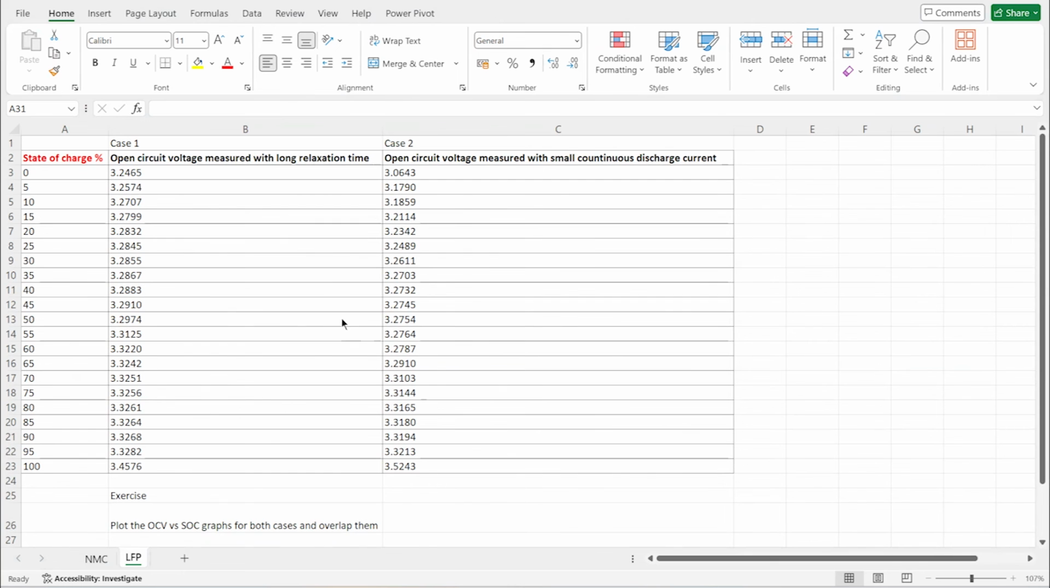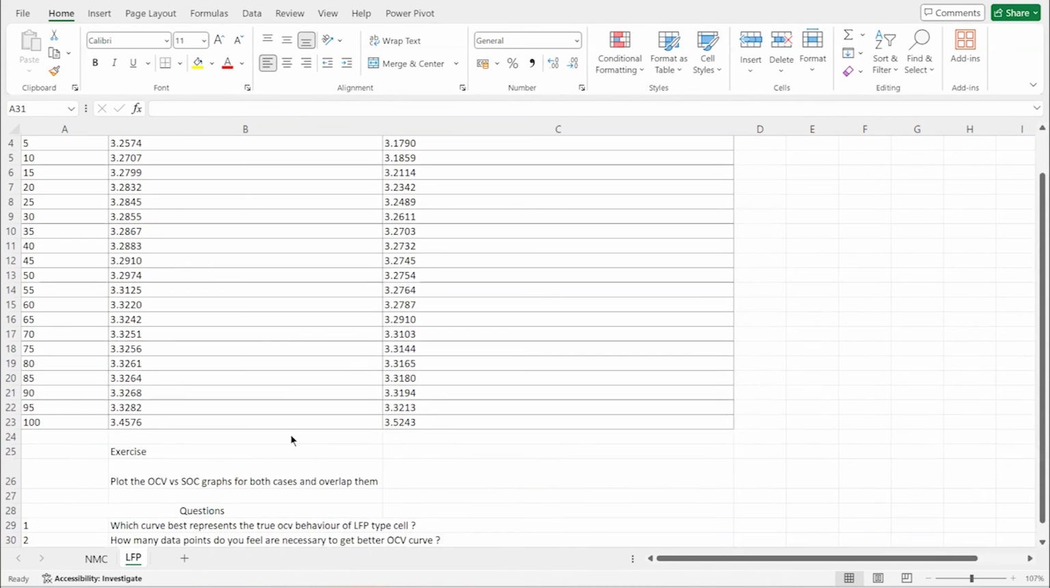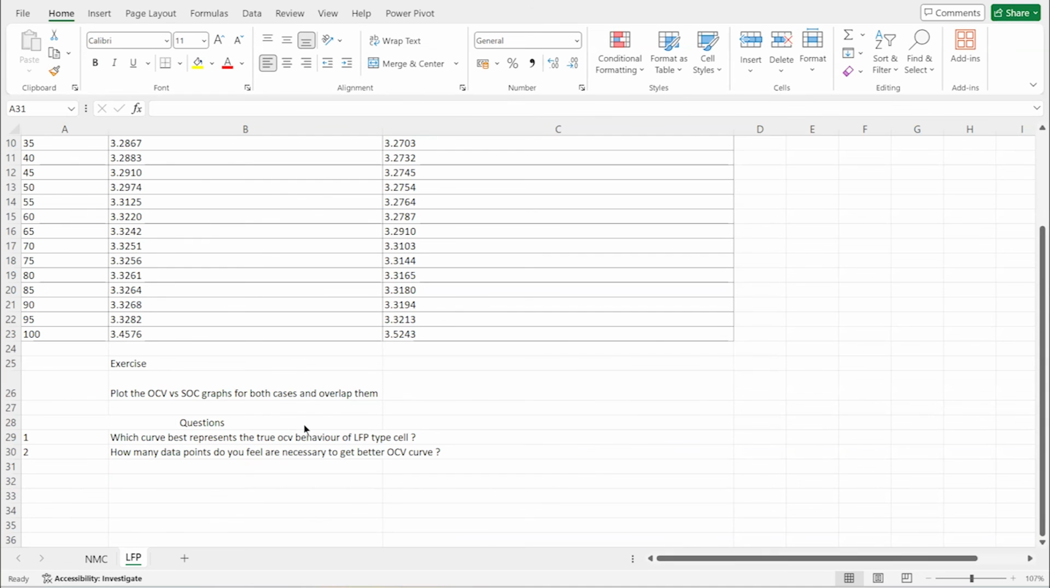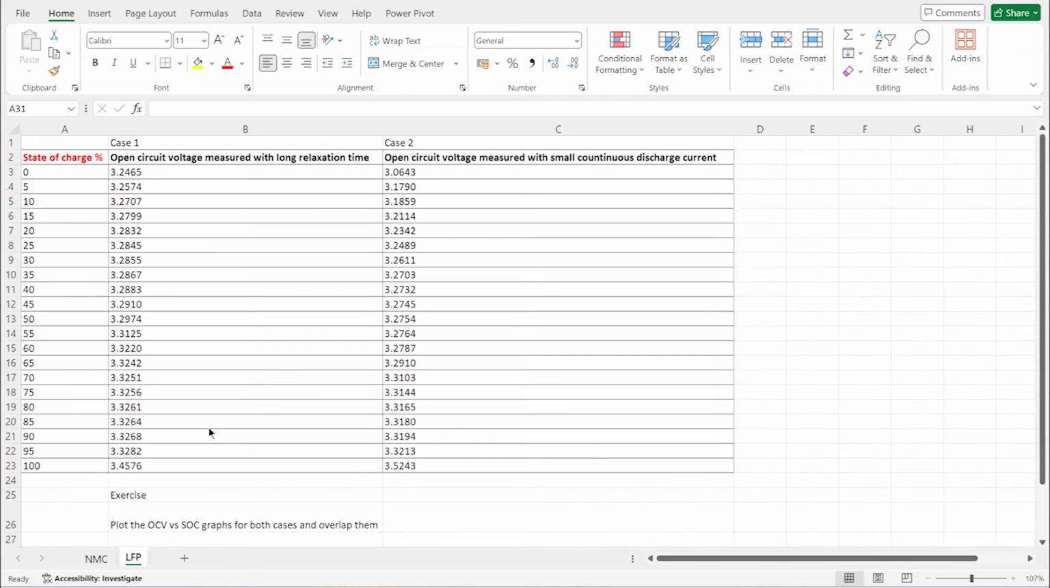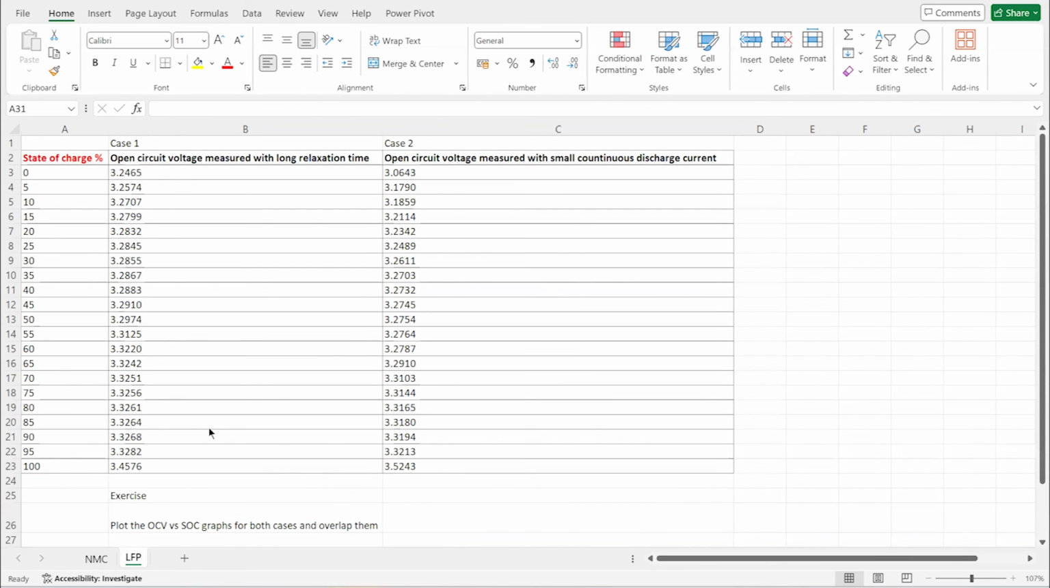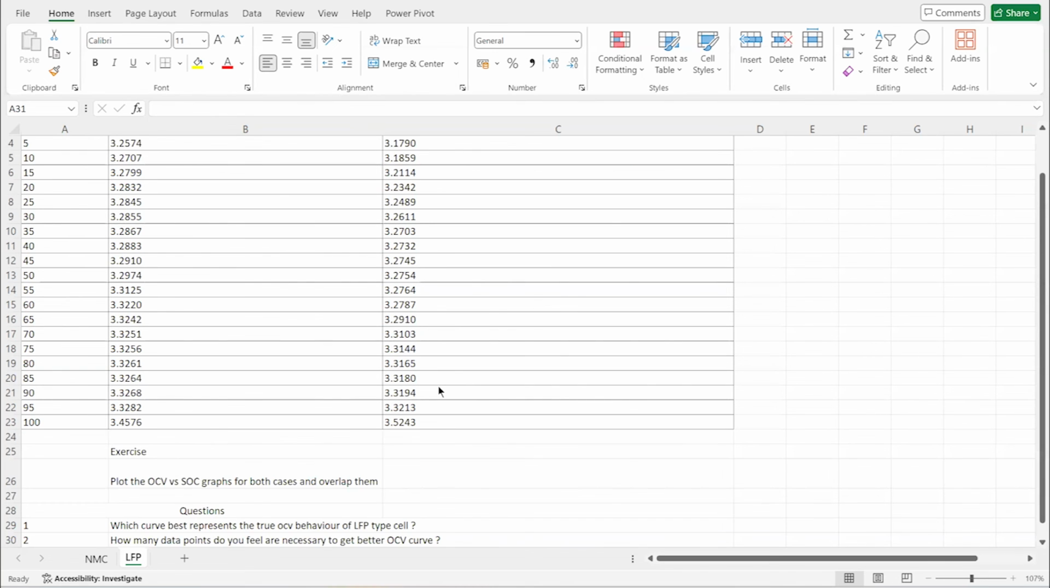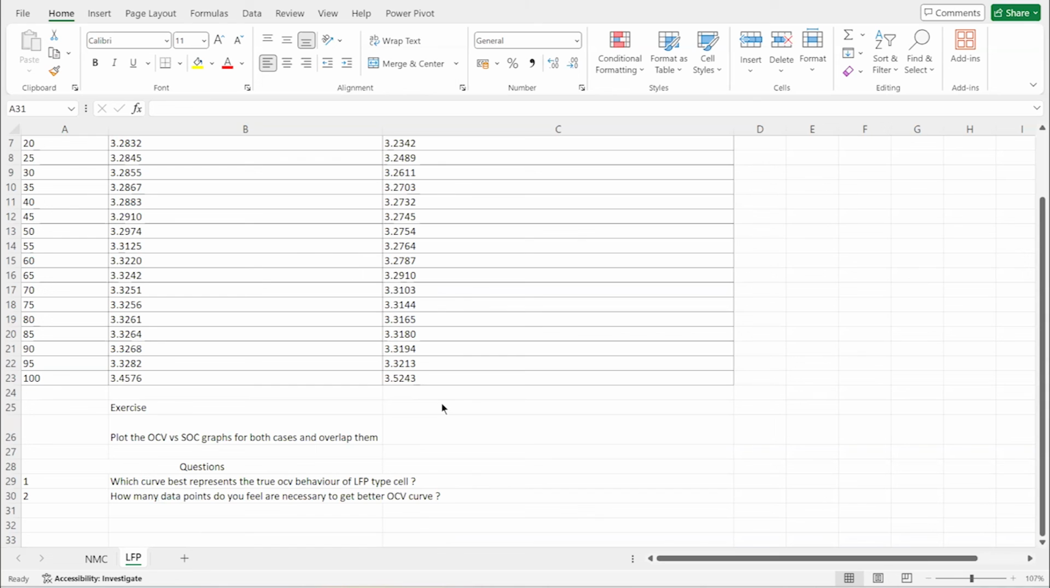So the questions are already pretty much in there. If you can see my screen, it's a short exercise, pretty simple. All you have to do is plot it versus SOC. If you take SOC as the x-axis and case one and case two as your y-axis, then you'll be able to see a few differences. I request everyone to carry on the short exercise, come up with your own conclusions and type it up in the chat box. What you feel is the best representation of OCV, and the second question as well: how many data points do you feel is necessary to get a better OCV curve?